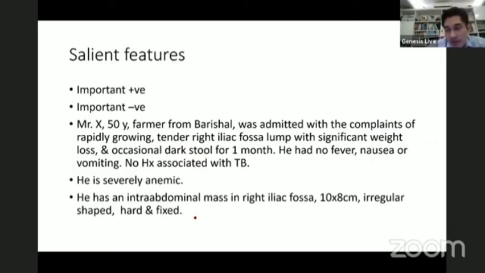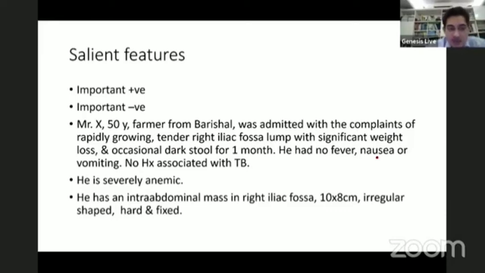So we say there's no fever, nausea, or vomiting. That excludes any appendicular pathology, because if there is appendicitis, there should have been fever, nausea, vomiting. Appendicitis is not there. We have taken all the history of TB, whether any close contact with tuberculosis, socioeconomic status, housing of the patient, any previous history of low-grade fever or not, any long-term medication. So we are saying there's no history associated with tuberculosis.